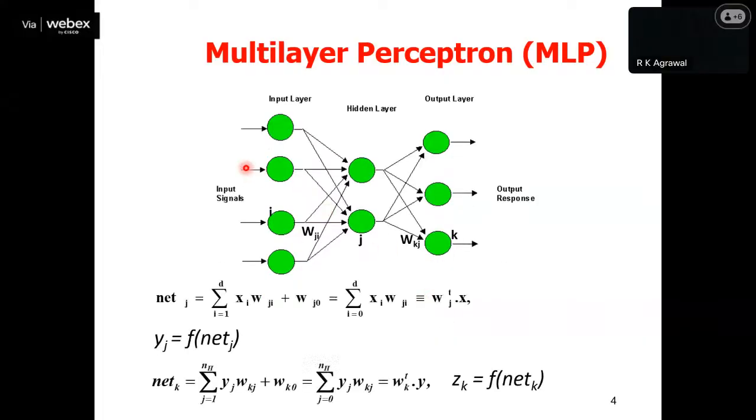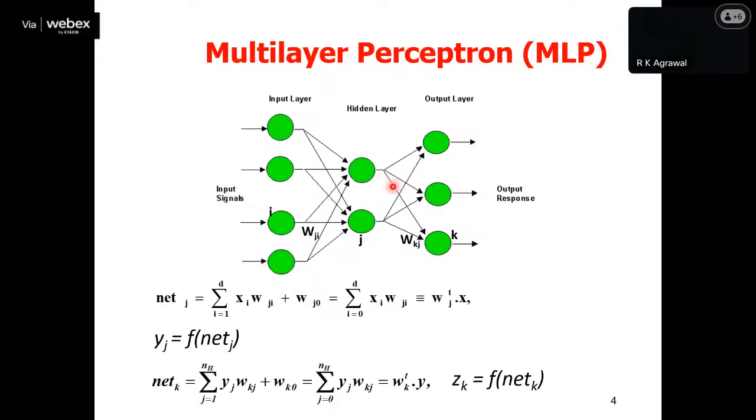Assuming this, for a given input x1, x2, x3, xd, the net input reaching the jth node will be given by wj1 into x1 plus wj2 into x2 plus wj3 into x3 plus wjd into xd plus wj0. So this is the net input that is reaching the jth neuron. Then what is the output at this jth neuron at the hidden layer? Let's say that the function at this jth node is f of net j. Then the outputs at the hidden layer will be y1, y2, y3, yj.